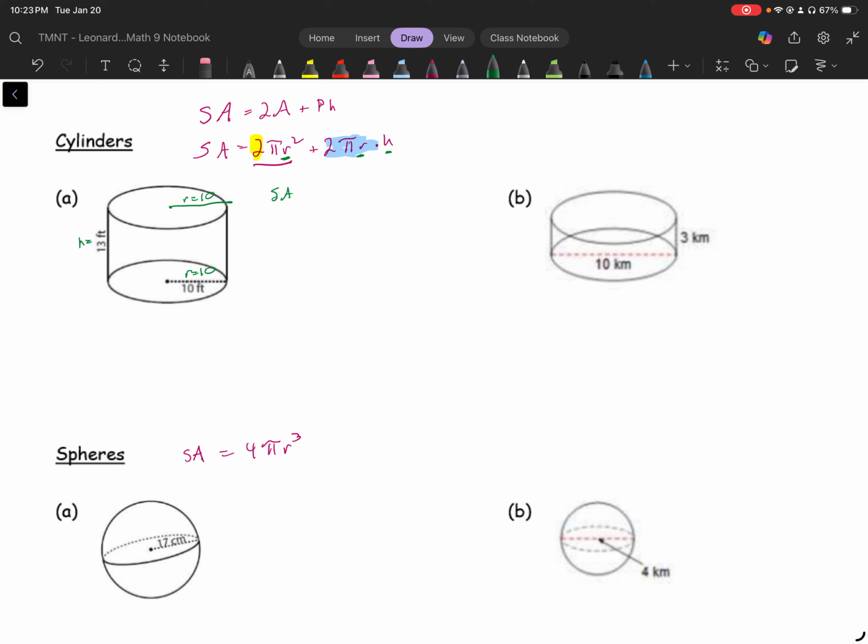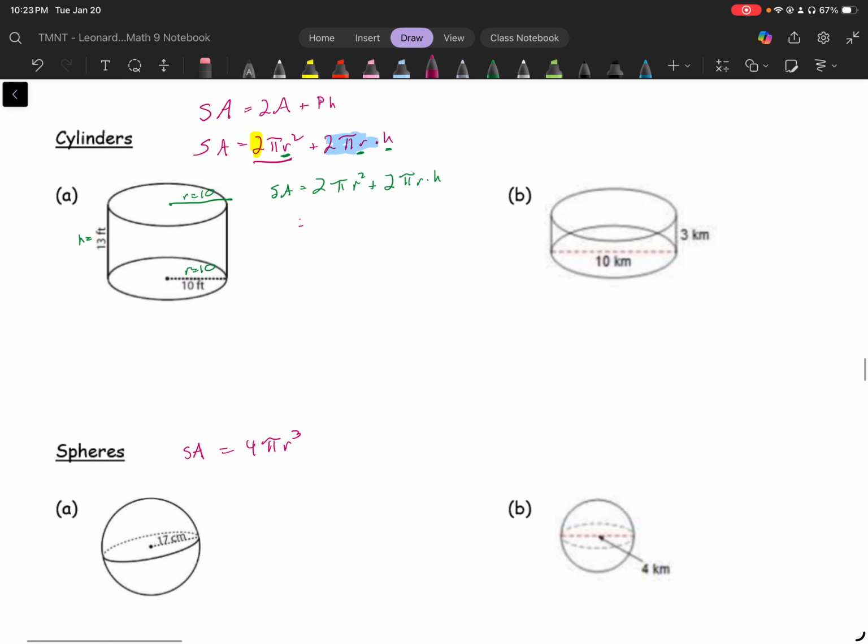So the surface area here is going to be 2 times pi times r squared plus 2 times pi times r times h. Now I'm just going to simply plug in those values here. So my surface area of this first cylinder is 2 times pi times 10 squared plus 2 times pi times r, and my radius again is 10, and my height is 13.